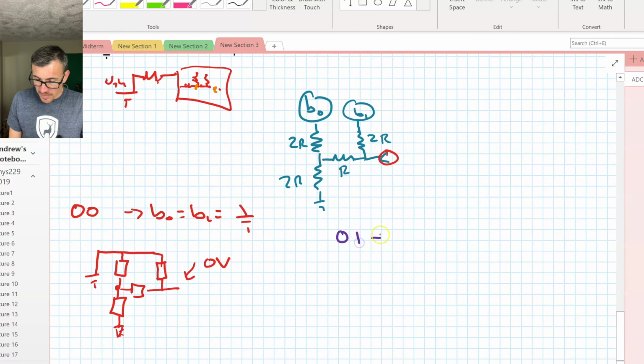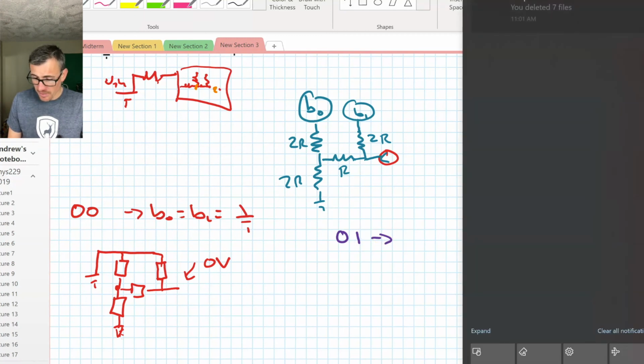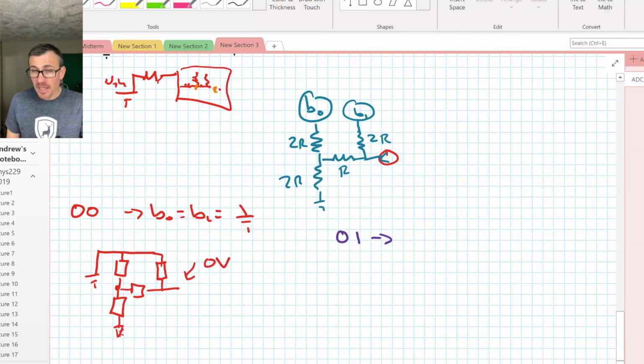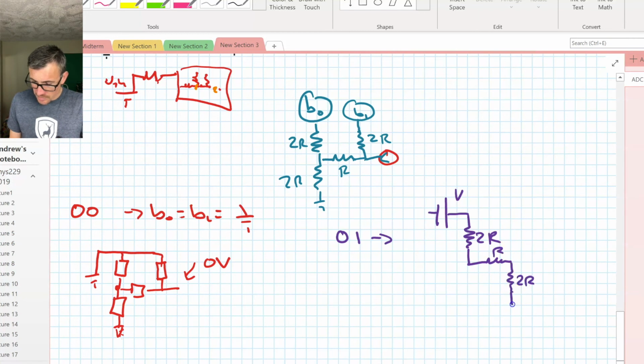0, 1, and what does that look like? Well, B1 is set to ground, and B0 is set to 5 volts, say, or we'll just call it V. So we have V, and B1 is ground, so that just goes right down to ground here, like this, right? Because B1 here is actually just ground.